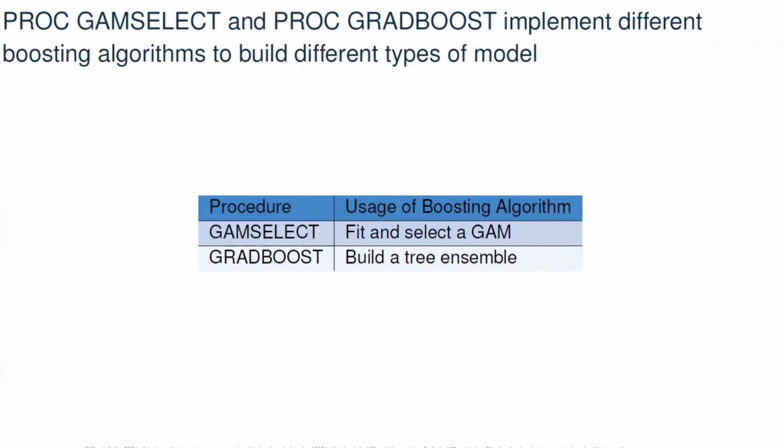PROC GRADBOOST implements a tree-based boosting algorithm to build a tree ensemble. So in my outline of that boosting algorithm earlier, what would change is in step 2, now a tree is being fit at each iteration. And because those trees aren't additive in their estimated parameters across the iterations, you end up with a tree ensemble at the end as opposed to a single tree. For those who are interested in an example that further illustrates these differences, the paper that corresponds to this talk in the SAS Global Forum 2020 conference proceedings includes an analysis of the example data using PROC GRADBOOST that, for time, I've omitted from this presentation.